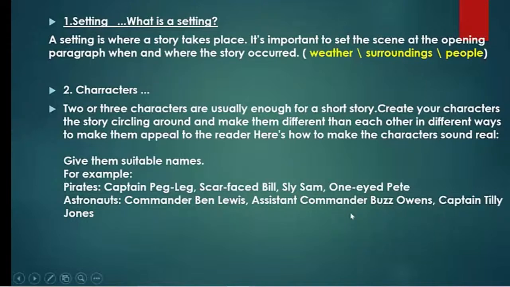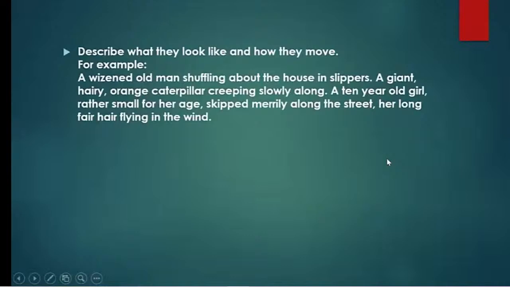Now, in the introduction of the story, the opening paragraph is going to describe what? In your introduction, what should we describe? The setting and the characters. Perfect. Focus on these two elements. Setting: the weather, surroundings, and people. Characters are the people or even the animals, if you are writing a story that depends on animals. I hope this part is clear.